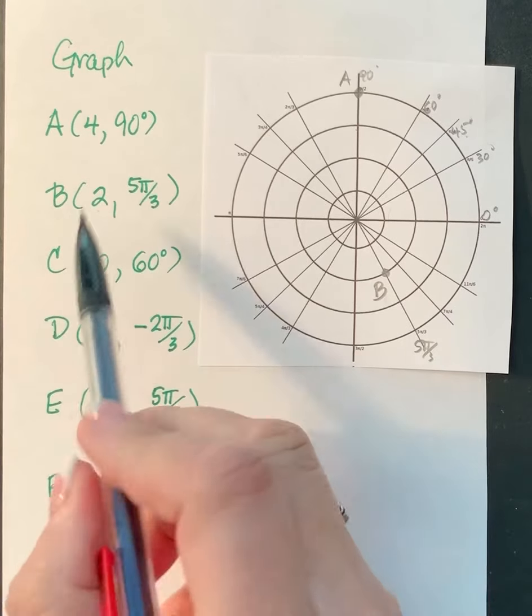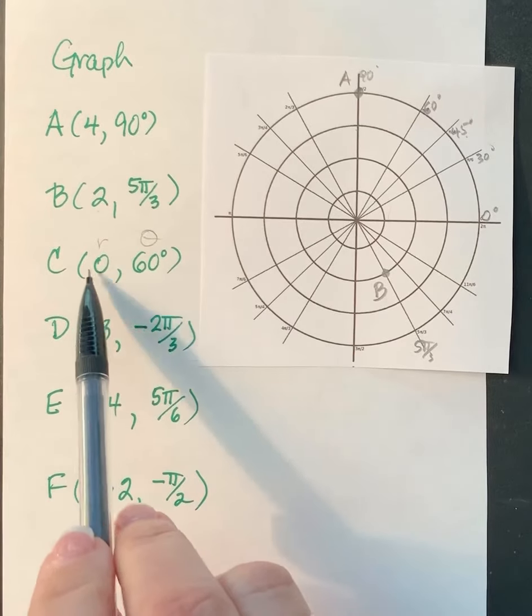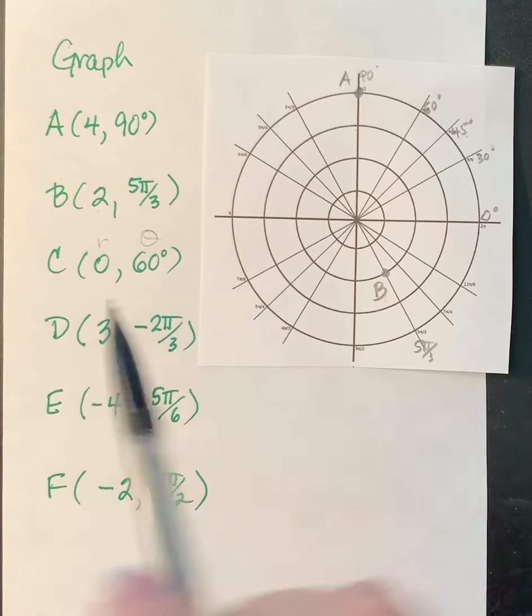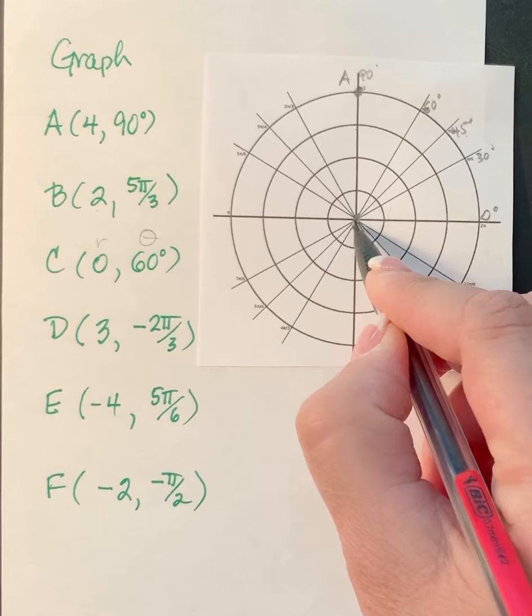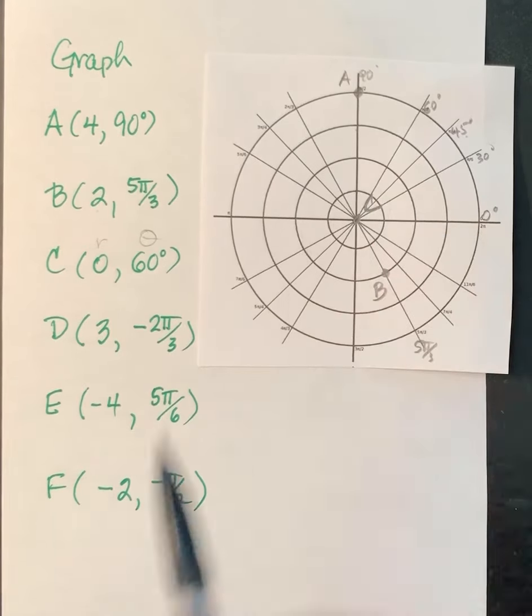All right, in this one, the R value is 0 and the angle is 60 degrees. So when your R is 0, you are going to end up at the pole or the origin. So that's where C is. Doesn't matter what the angle is.